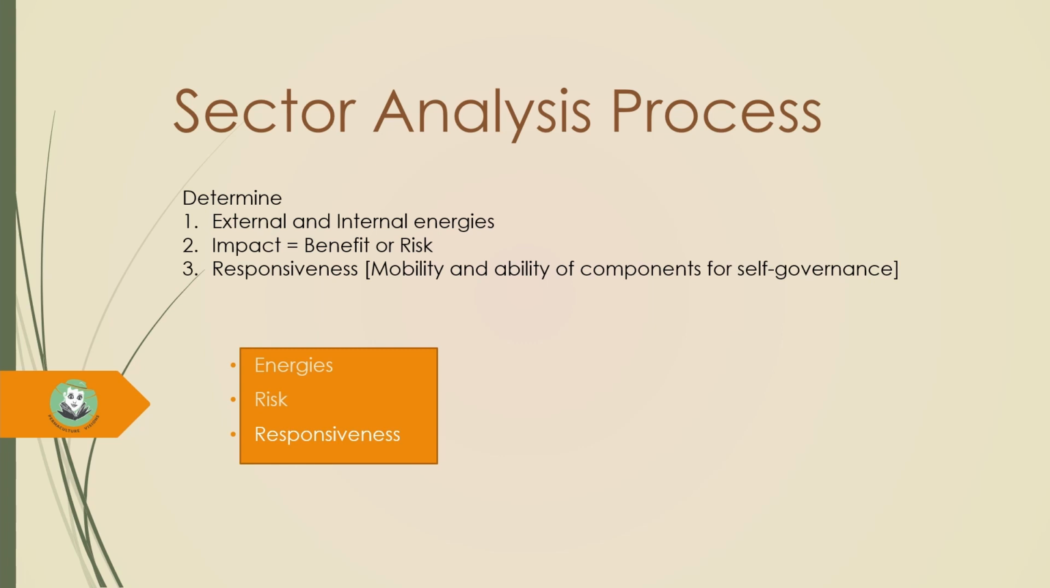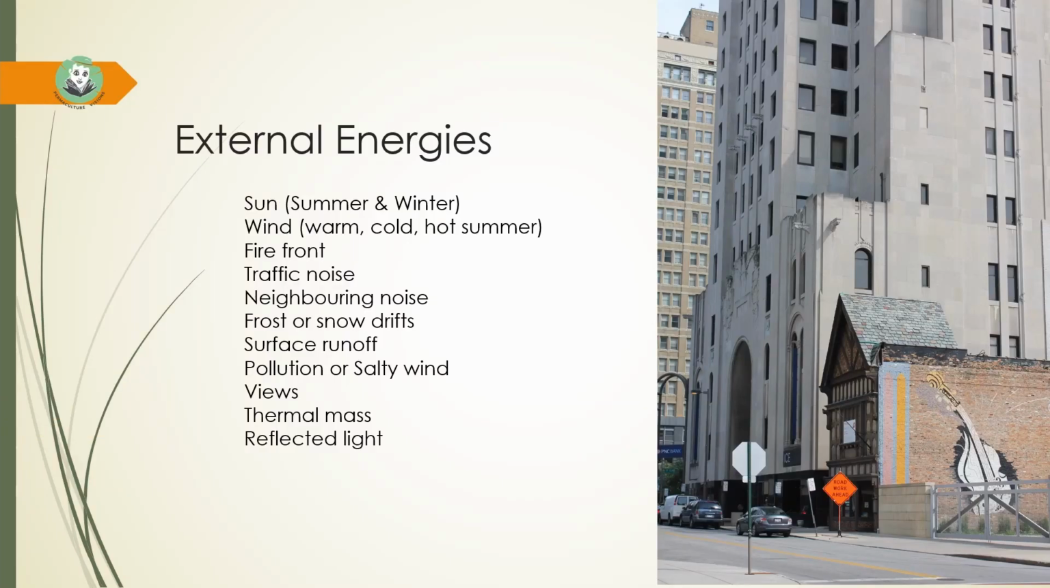I suggest you identify the external and internal energies of a design, and then try to calculate the impact, the importance of those energies, whether they're a benefit or a risk. And then you might want to consider how responsive is the design or the components of a design to that particular energy. External energies include sunlight, wind, fire up towards a ridge, but it can also be in a firestorm.